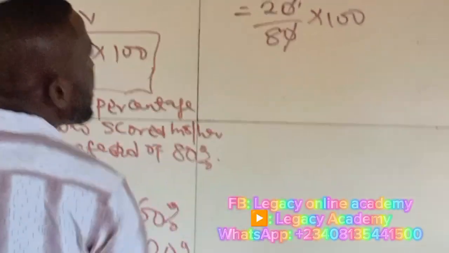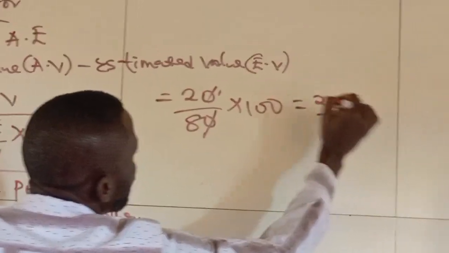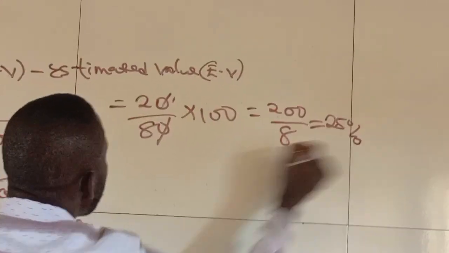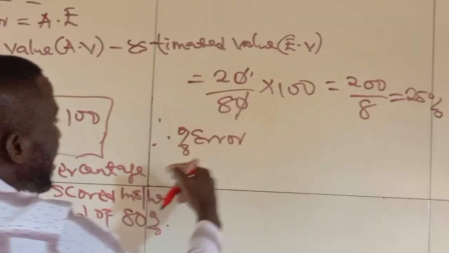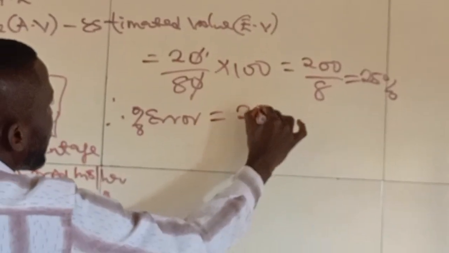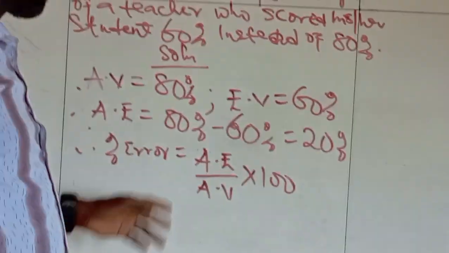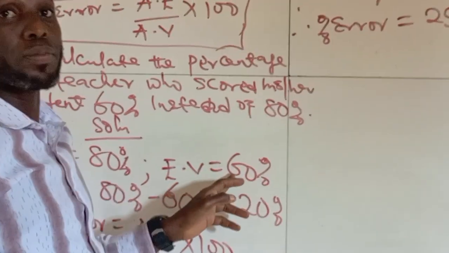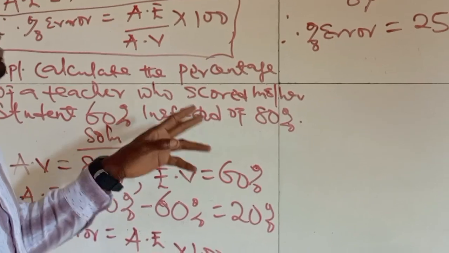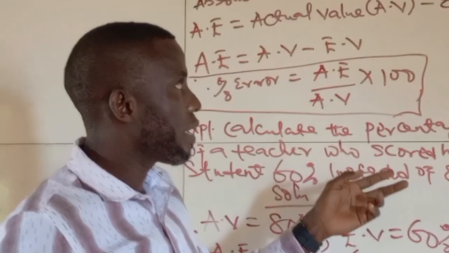All right, this can take care of this. Then we end up having 200 all over 8, which is going to give us 25%. So therefore, the percentage error committed by this teacher is actually equal to 25%. Now, you can see that 25% is actually a lot for a student who's supposed to score 80, which is equivalent to an A, and ended up scoring a C, or in some cases, a weaker B. So percentage error always exposes the error committed in most of the tasks or work we undergo.